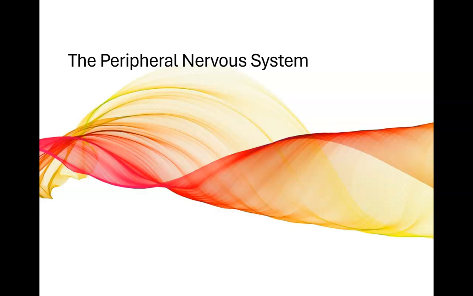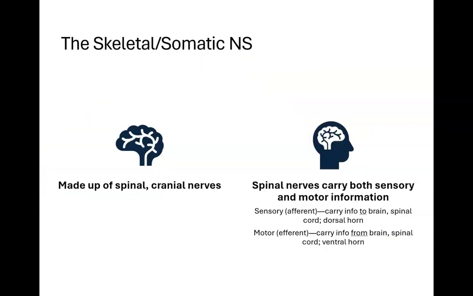So let's start by talking about the peripheral nervous system, and then we'll move into talking about the central nervous system. So the skeletal or somatic nervous system is made up of the spinal and the cranial nerves that take information from our senses or help our body to move. And so the spinal nerves in particular carry both sensory and motor information. They are separate from each other, but they are located within the same portion of the spinal cord.